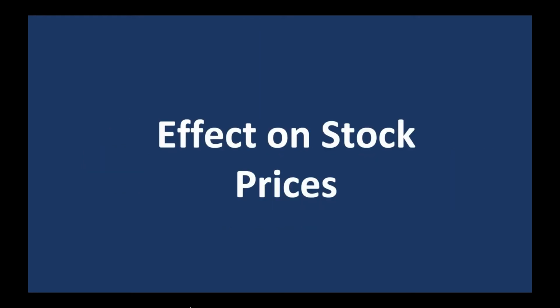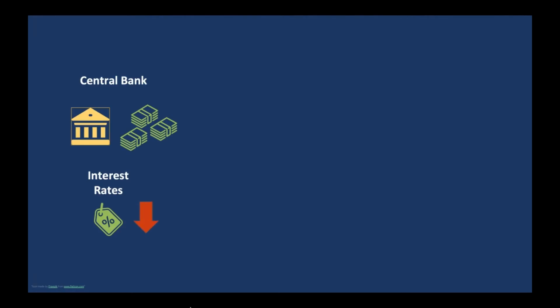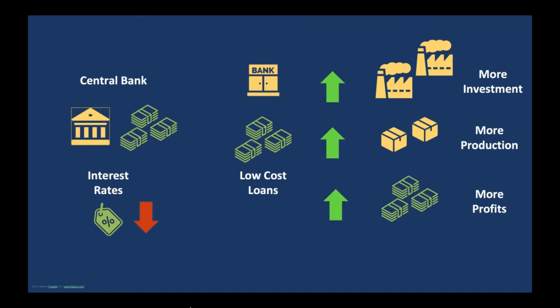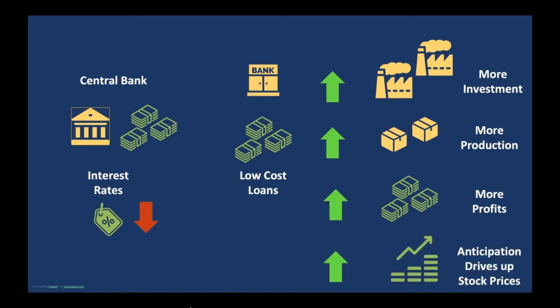What is the effect of interest rates on the stock prices? When a central bank lowers interest rates, banks are in a position to offer cheaper loans to corporates. Cheap loans mean more investment by corporates. This leads to more production of goods and more profits. The anticipation of the improved profits arising from the increased investment drives the stock price of these corporates higher.